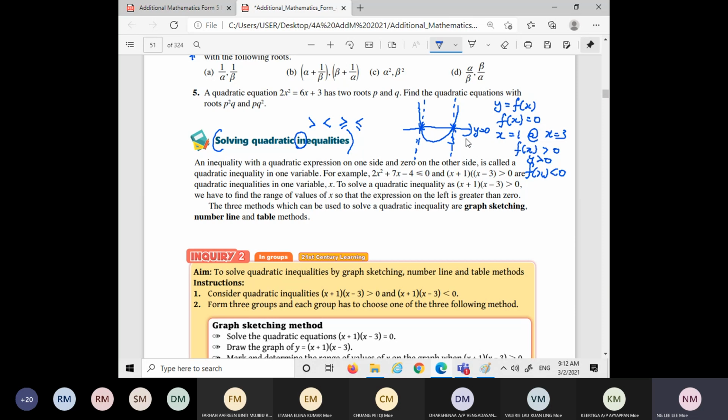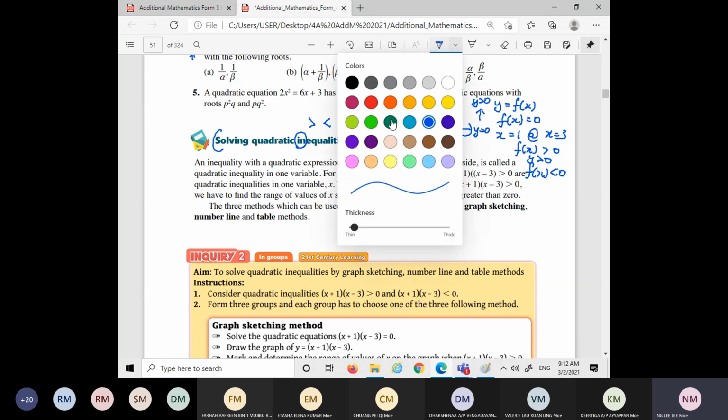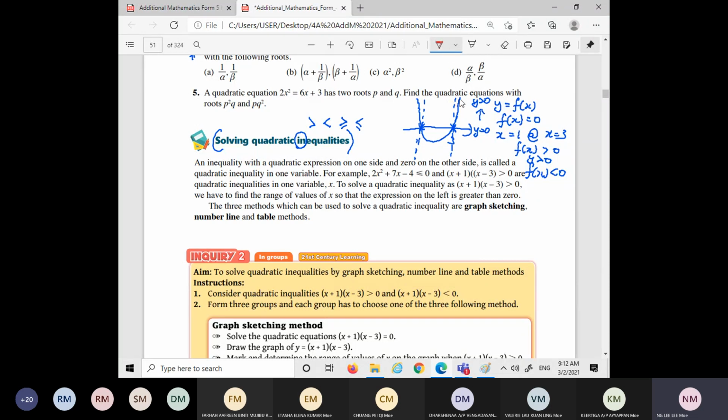You look at the intersecting points. Y greater than 0 means it's above this line. So you look at the part of the graph that is above this line. Maybe I change to another color, red. This portion of the graph is above y equals 0, above the x-axis, as well as this part of the graph.